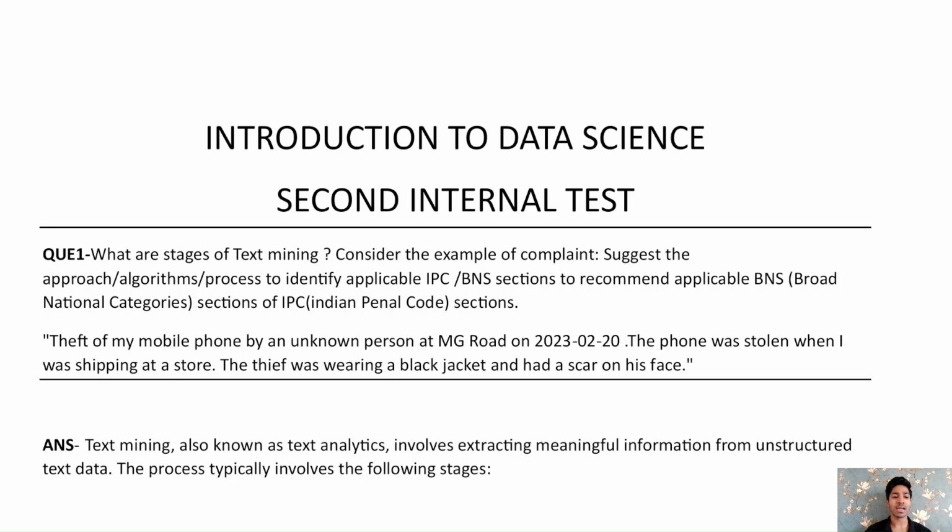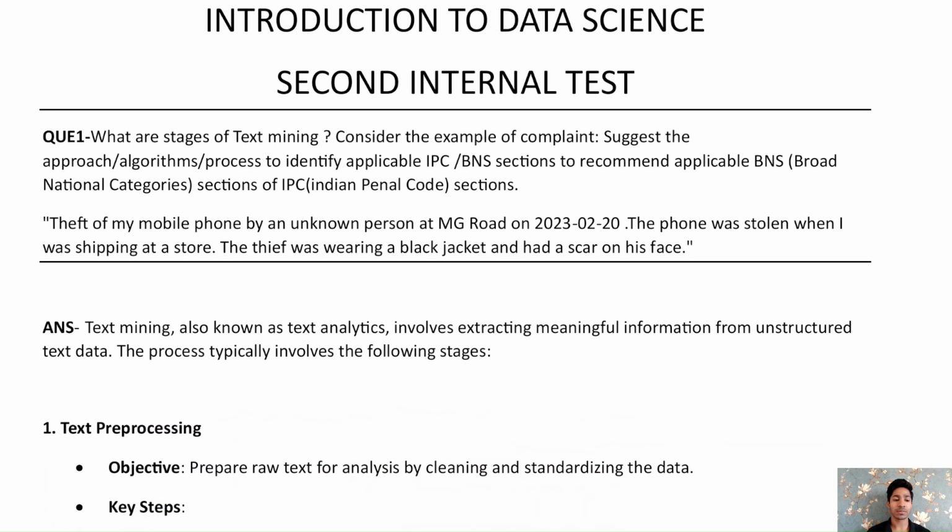The question states: what are the stages of text mining? Consider the example of the complaint and suggest the approach, algorithm, and process to identify applicable IPC and BNS sections, to recommend applicable BNS sections or IPC sections. The complaint is in this form: theft of my phone by an unknown person at MG Road on 2023-02-20, and the phone was stolen when I was shopping at the store, and the thief was wearing a black jacket and had a scar on his face. So let's begin with our answer.